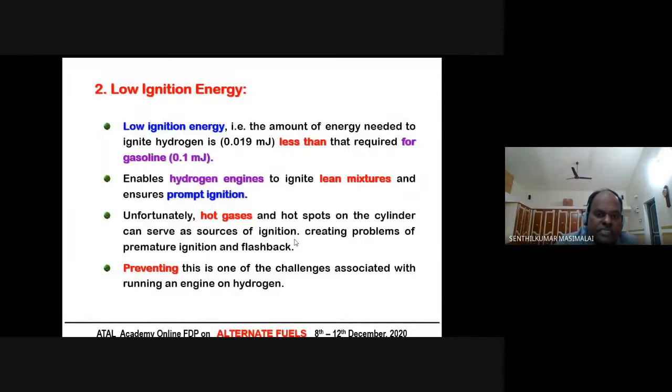So pre-ignition is an important process which is occurring in our hydrogen fueled engine, which is an unwanted one. Pre-ignition will occur because of the low ignition energy. So we have to overcome the pre-ignition. So low ignition energy, the second property we have discussed.